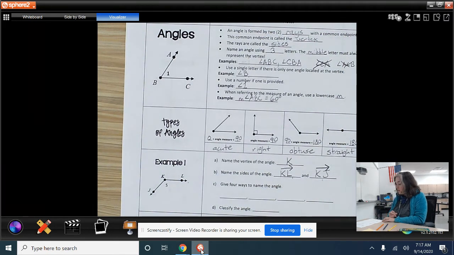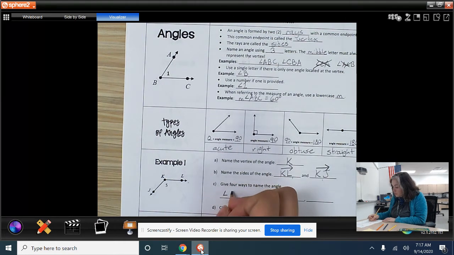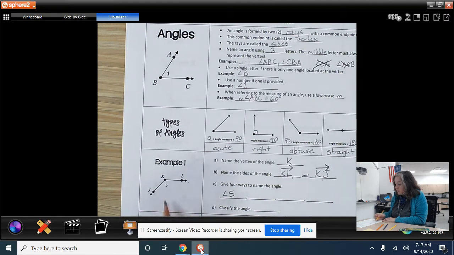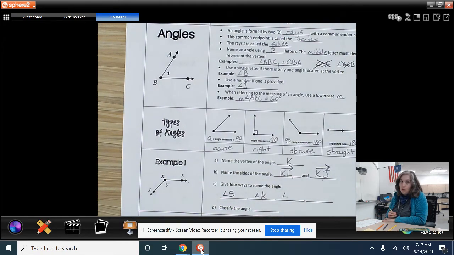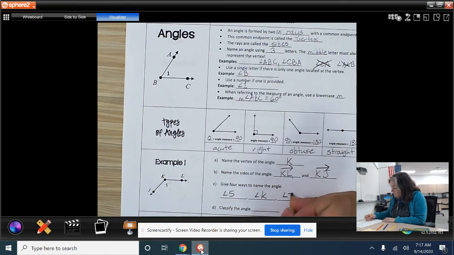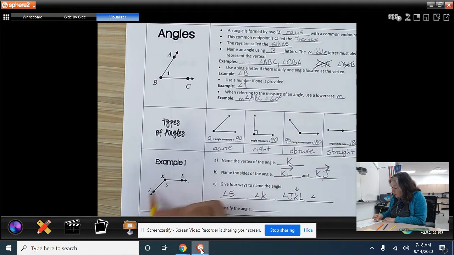Give 4 ways to name the angle. Well, they've given us a little number 5 here, so we could call it angle 5. It only has one angle here, so we could call it angle K. Or we can use our 3 letters, which I, again, want you to get in the habit of. So that would be angle JKL. Notice that the vertex is in the middle. Or it could be angle LKJ.